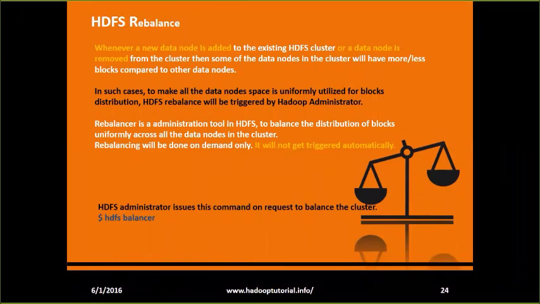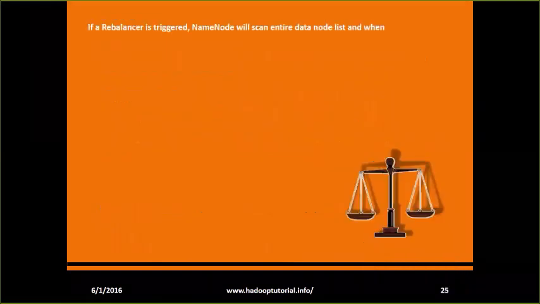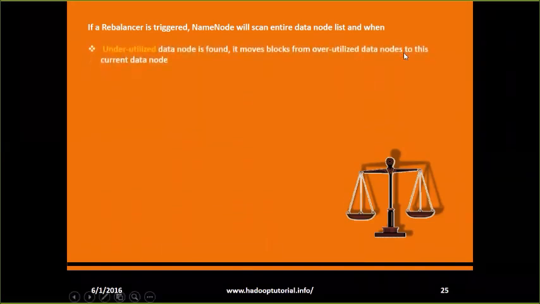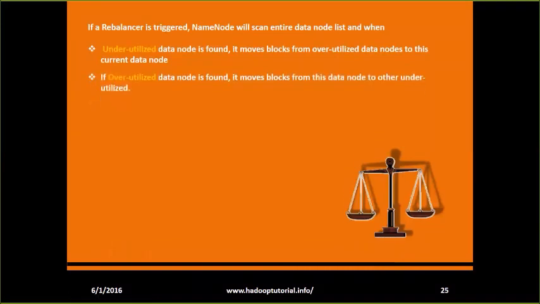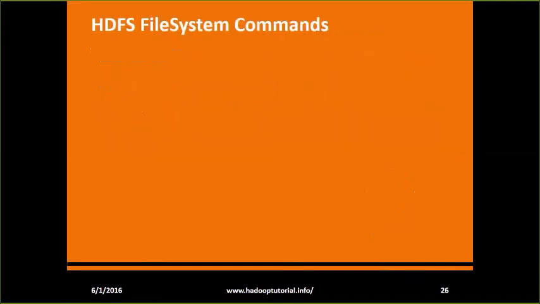Okay, even this will be accessed only by the administrators. So if a rebalancer is triggered, the name node will scan the entire data node list. When an underutilized data node is found, it moves blocks from overutilized data nodes to this current data node. And if an overutilized data node is found, it moves blocks from this data node to underutilized ones.